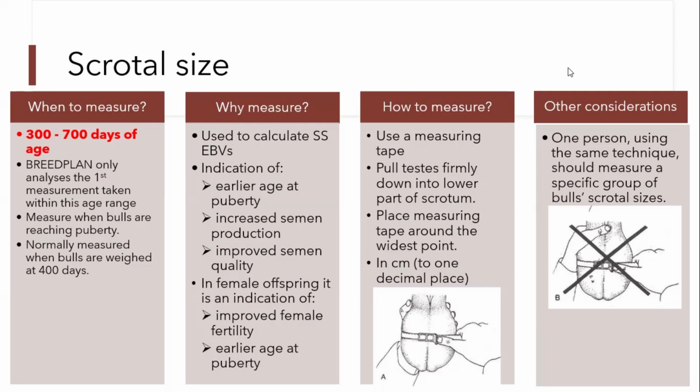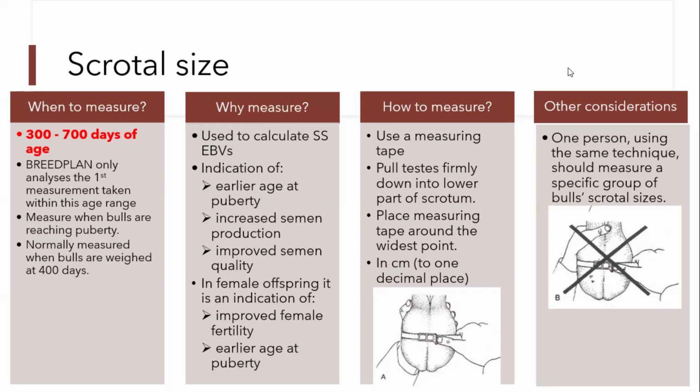We want to record the scrotal sizes when your bulls start to reach maturity, and when there's a sudden increase in the size of the testes. So if you have a later maturing breed, you might want to only record them at about 600 days of age.